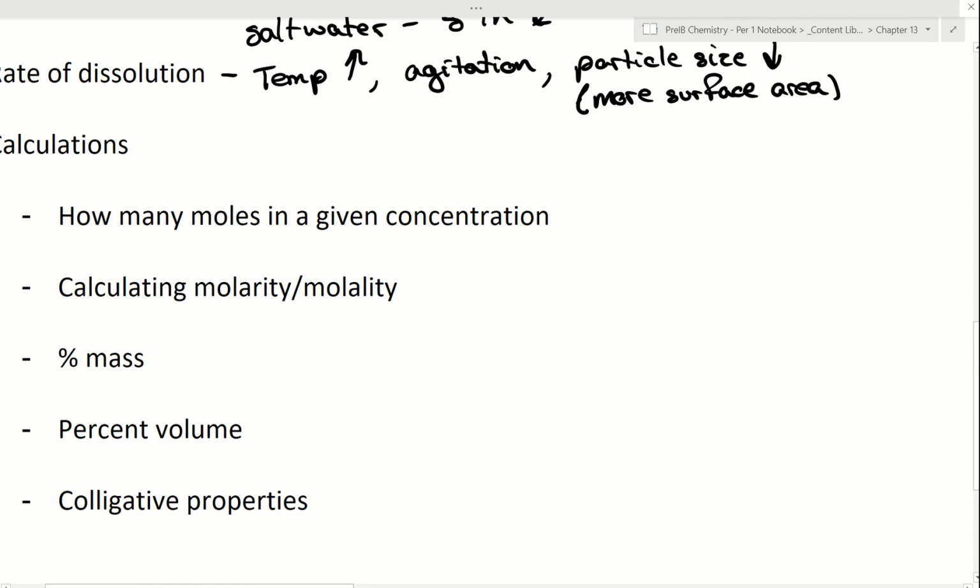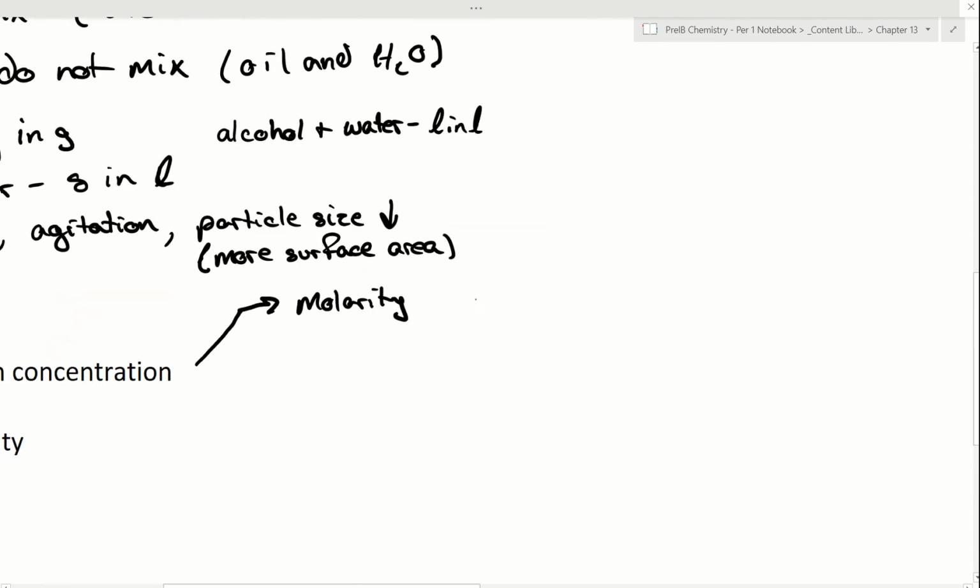So one thing you'll have to do is calculate the number of moles in a given concentration. So we'll go here and say molarity. If you're given a molarity, so molarity is equal to moles over the volume of solution. So if I need to calculate the number of moles, I'll be given the volume and be given the molarity.